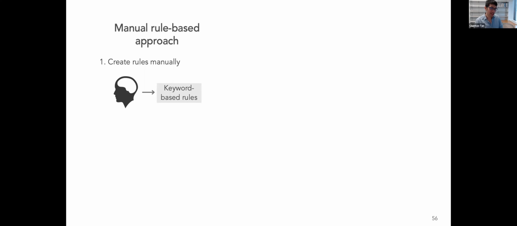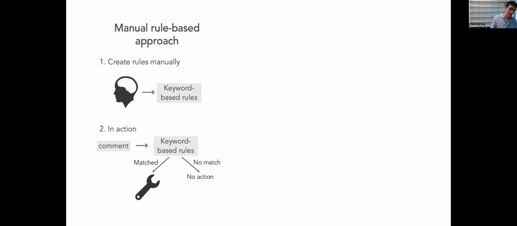And if you look at the current setting, it actually already includes some automation. For instance, we can use a manual rule-based approach where we create rules manually, and these are generally keyword-based rules. And then based on these keyword-based rules, when we deploy the system, if a new comment matches these keyword-based rules, we're going to take some action. If there's no match, we're not going to take any action.